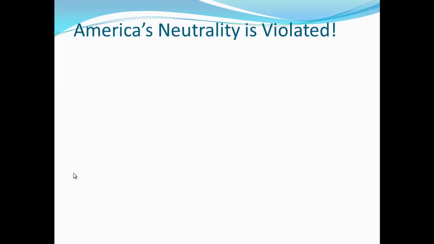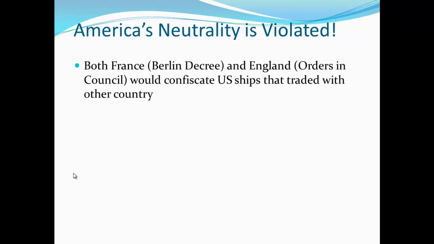So let's get started. Leading up to the War of 1812, one of the biggest causes for this war is that America's neutrality was violated. Both France, with something called the Berlin Decree, and England, with something called the Orders in Council, would confiscate U.S. ships that traded with the other country.